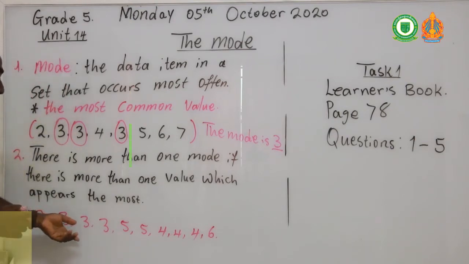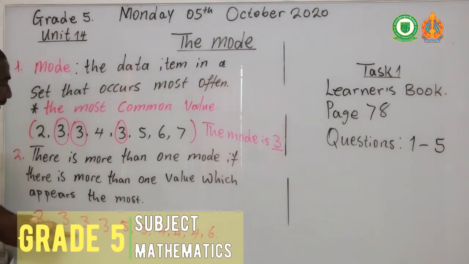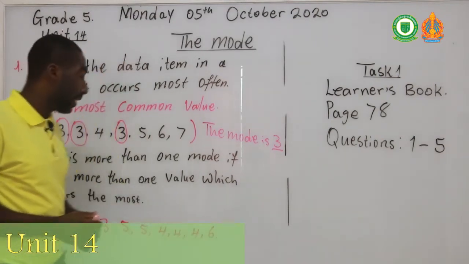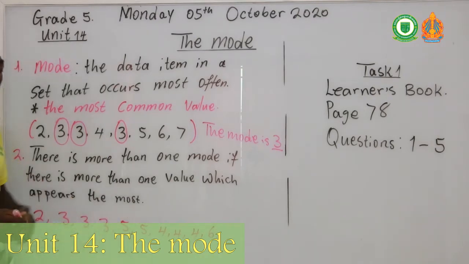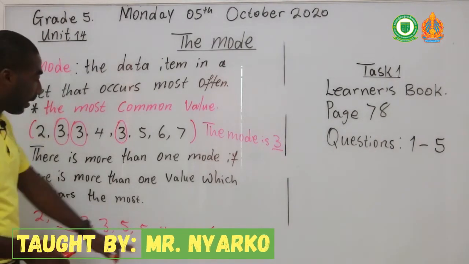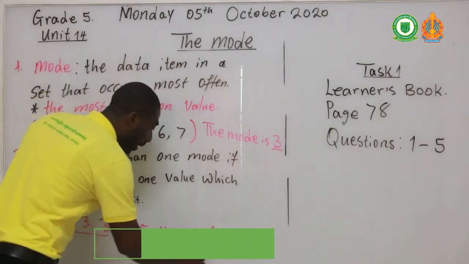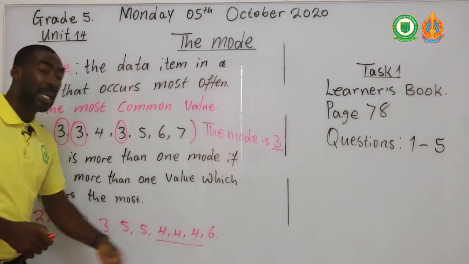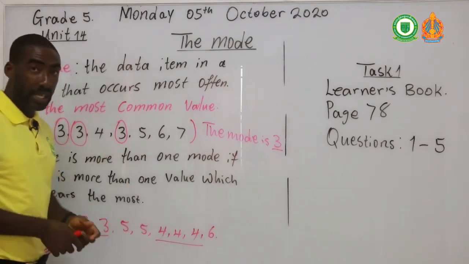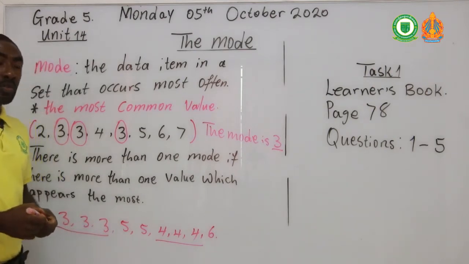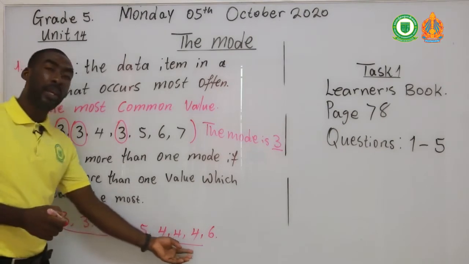So let's look at the example that we have here. We have 2, 3, 3, 3, 5, 5, 4, 4, 4, and 6. And we are supposed to find the mode. So if you check, we have 3 that is appearing 3 times, and then we have 4 that is also appearing 3 times. That means we have 2 numbers that are appearing the most in this set of numbers. Therefore, our mode is going to be 3 and 4.